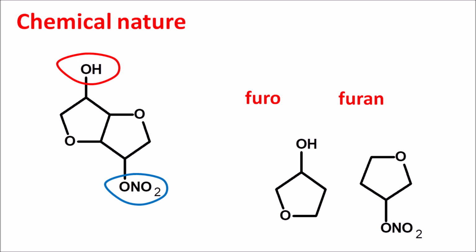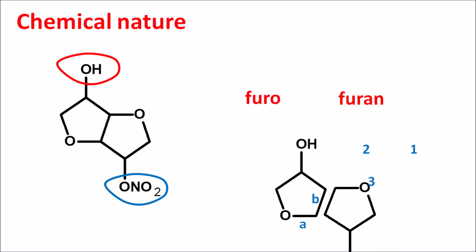But where is the point of fusion? In order to show the location of fusion, we can give the numbering to one of the rings. So let us give the numbering to this ring. This is 1, 2, 3. And now let us label the sides of the other ring. So this is the A side, this is the B side. Now if we carefully observe, the third and second side of one of the furan rings is fused with the B side of the other furan ring. So we can write this as 3,2-b. So the ring system in isosorbide mononitrate is furo[3,2-b]furan.